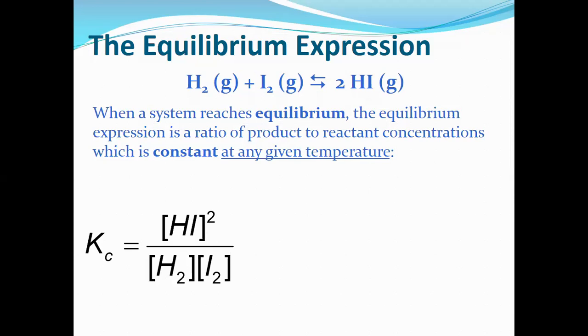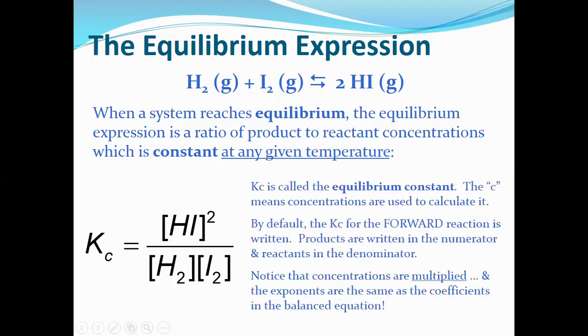Now in this expression, William has noted that the HI's concentration is squared while the hydrogen and the iodine are not squared. So let's see why that is. Kc, as I mentioned, is an equilibrium constant. The expression is always written for the forward reaction unless you specify that you're talking about the reverse reaction. In the forward reaction, if you look up at the top of the screen, the HI is the product, and the H2 and the I2 are the reactants.